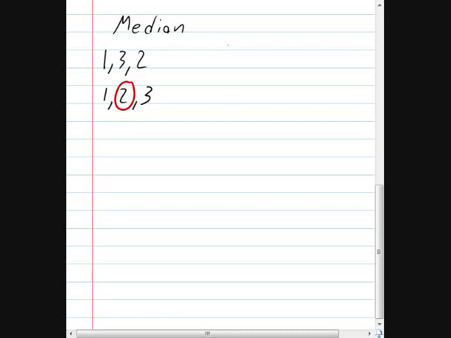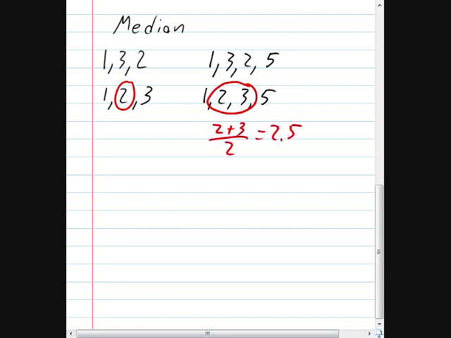But what do we do if our data set has an even number of data points? For example, 1, 3, 2, 5. Again, we place the data in order, and then to find the median, we find the two numbers in the middle. In this example, it's the 2 and the 3. Then we take the mean of those two numbers. So 2 plus 3 divided by 2, 2.5 would be the median of this data set.